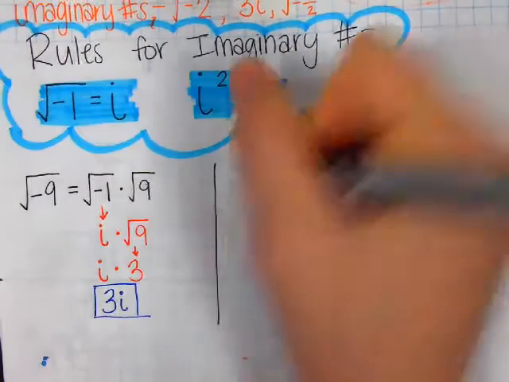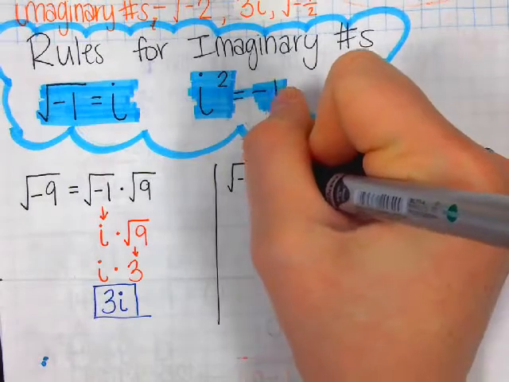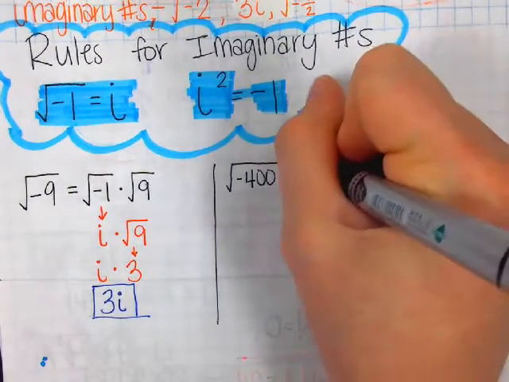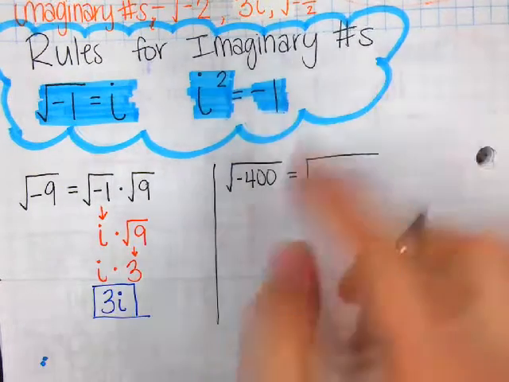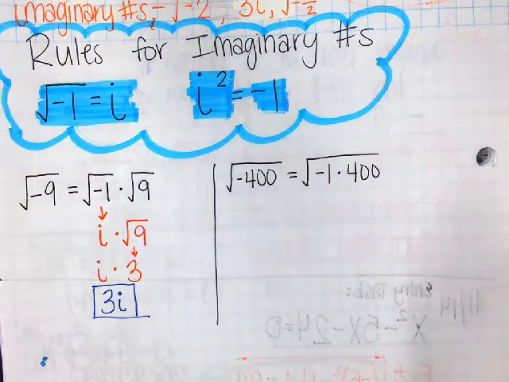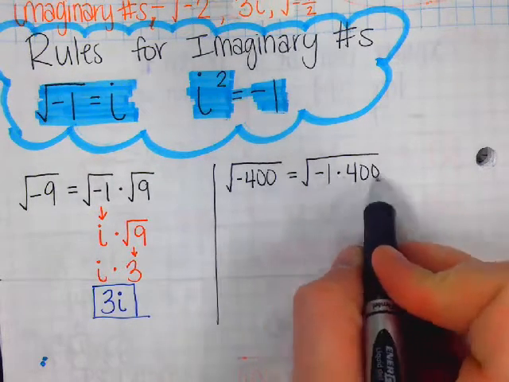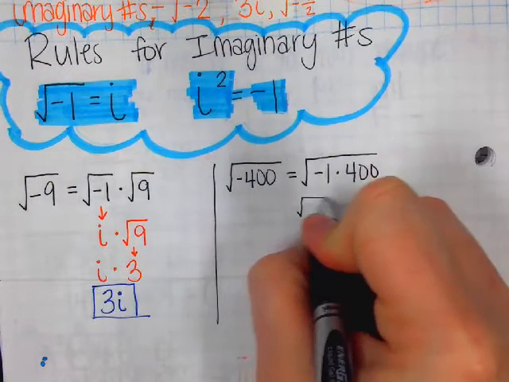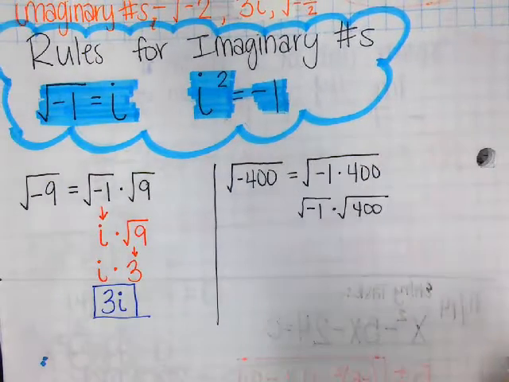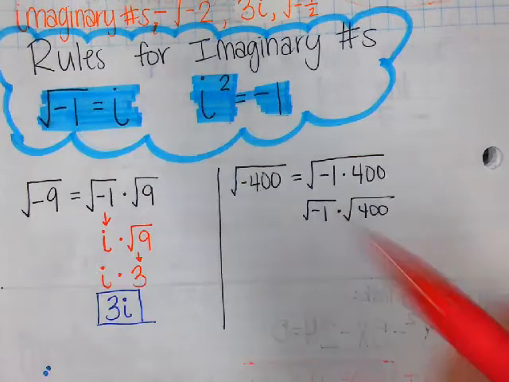Okay? If we take the square root of -400, we're going to rewrite it as this, and you can write it all under the same square root. It really doesn't matter. I'm going to show you both in case it makes more sense that way. You can write it under the square root, -1 times 400, or you can break it out, the square root of -1 times the square root of 400. Again, whatever helps you.